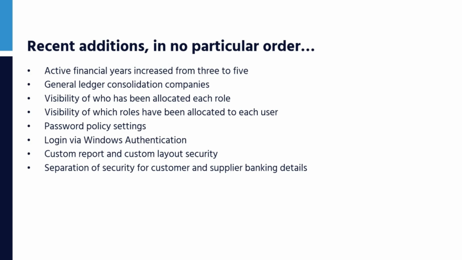With the users and the roles, we have also now got the ability to see who has been allocated to each role. So when you go to edit roles, there's a users tab now, and you're able to see which users have been assigned to that role. And the flip side of that, when you look at a user, you can see which roles have been allocated to that user, which was pretty much there previously, but now you've got both angles of that information. Password policy settings, we've had a look at those.